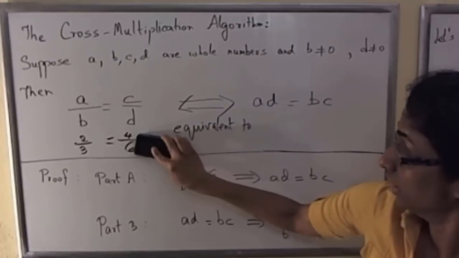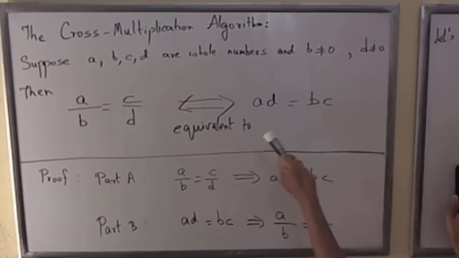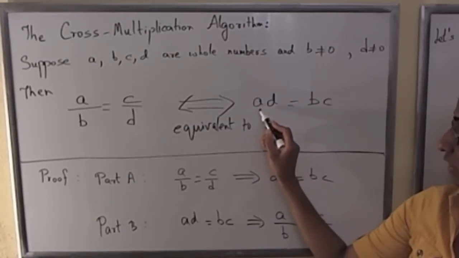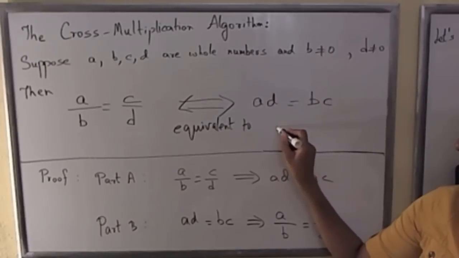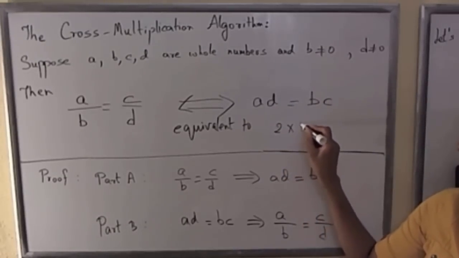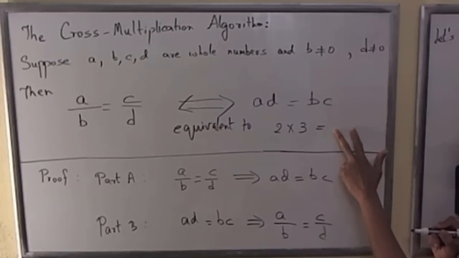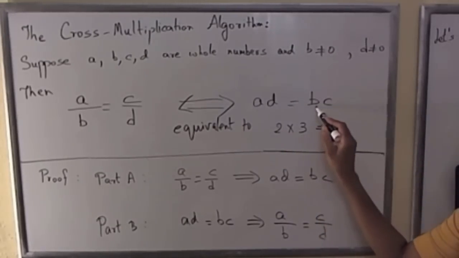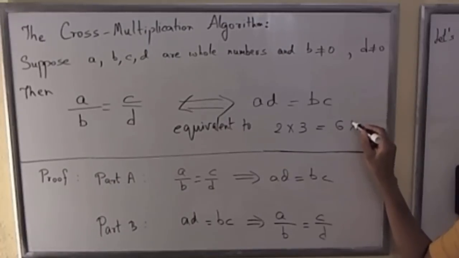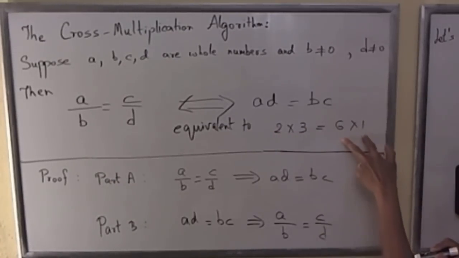And similarly, if you would like to get a feel for the other side, let's pick two numbers for A and D. Let's pick 2 times 3. That's 6. Now we need two numbers whose product is also 6. So let's pick 6 times 1. This statement we all agree is true. 2 times 3 is 6. 6 times 1 is 6.